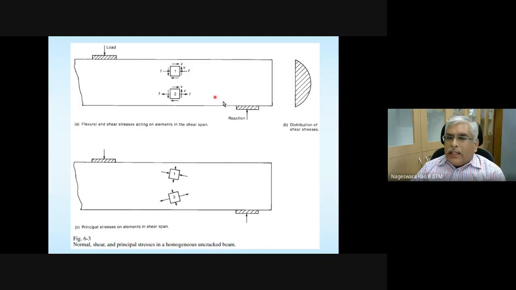Here two elements are taken, and please note this is a homogeneous section. We are not going for a composite section like a reinforced concrete beam yet. You can imagine this to be only concrete, a part of a concrete beam. This beam is made of concrete, a homogeneous, single material, and it's uncracked. Here you can read the caption: normal, shear, and principal stresses in a homogeneous uncracked beam.